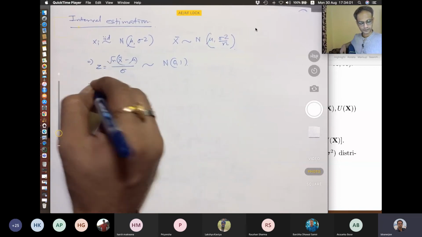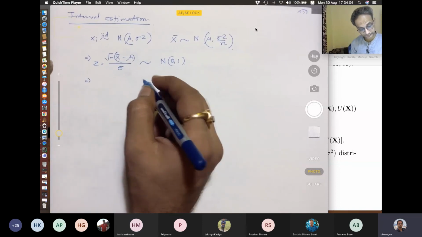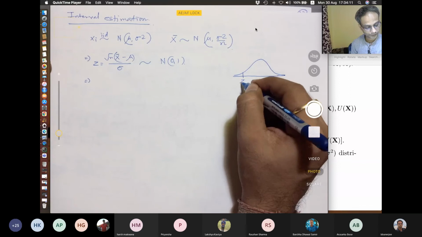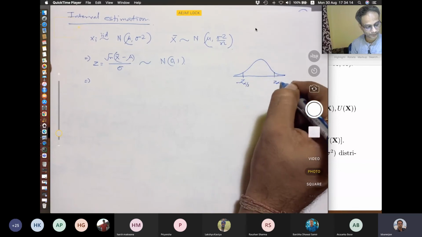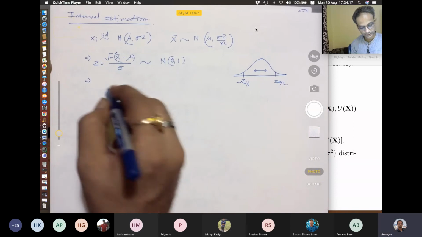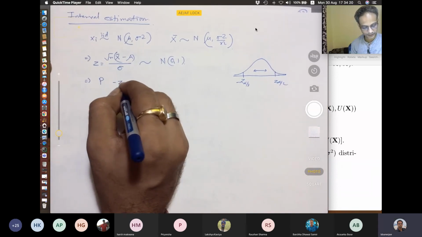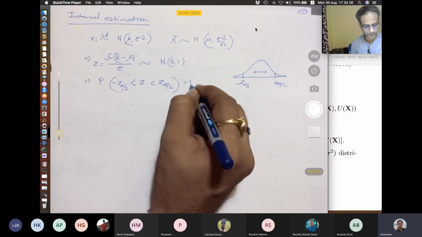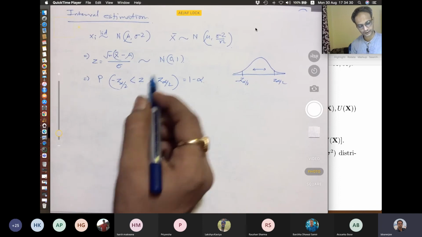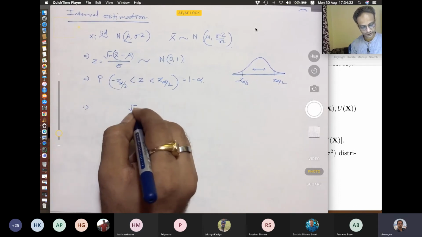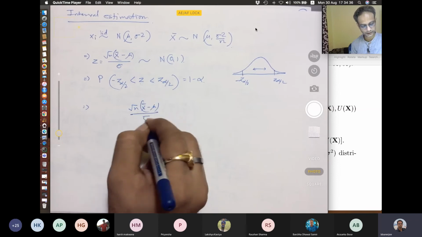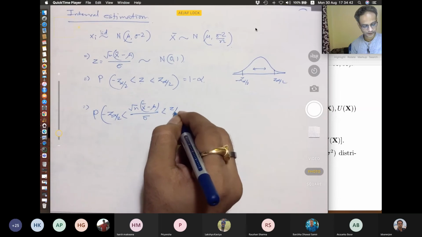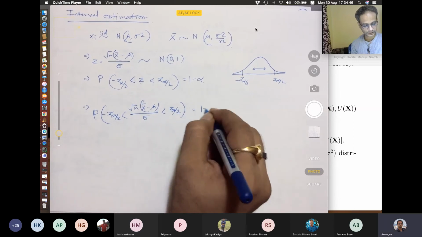You can call it z. So already you know that within this range, minus z alpha by 2 to z alpha by 2, the probability is 1 minus alpha. Now you replace the value of z that you know, root n x bar minus mu divided by sigma. Sigma is known, so we are lucky enough. The probability that it lies between minus z alpha by 2 and z alpha by 2 is 1 minus alpha.